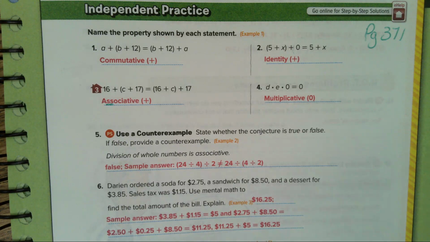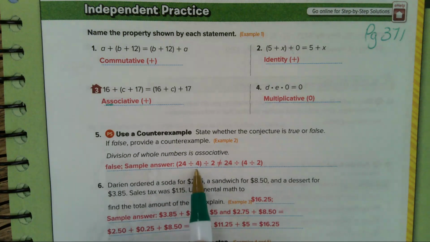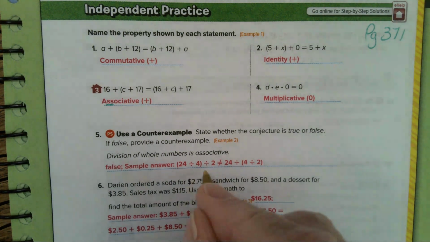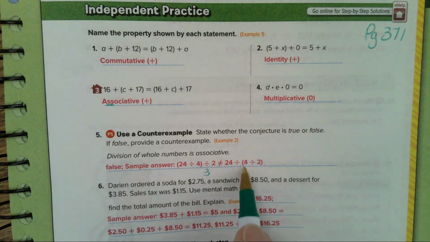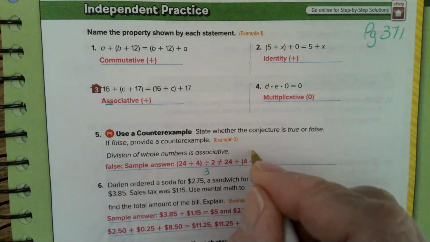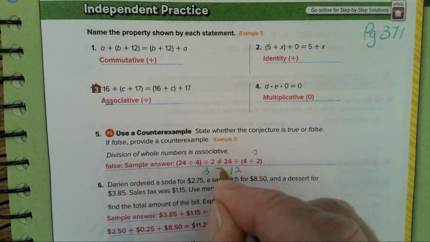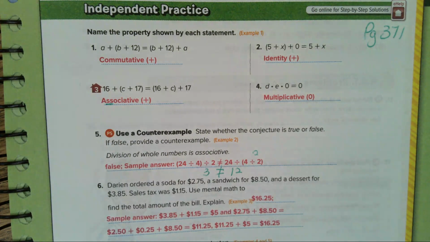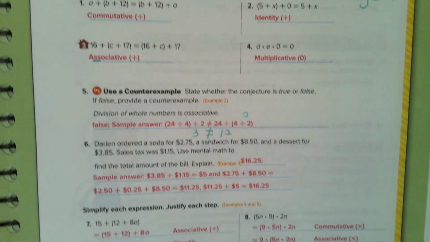All right. Number 5, state whether the conjecture is true or false. Division of whole numbers is associative. Well, that is false. And then you have to give an example where it is false. Okay? Well, 24 divided by 4 is 6, and 6 divided by 2 is 3. 4 divided by 2 is 2, and 24 divided by 2 is 12. 3 does not equal 12. So that's their example. So you had to give an example where it does not equal. Any questions?